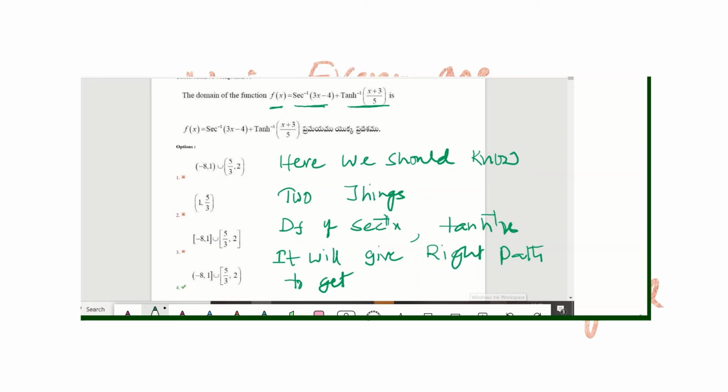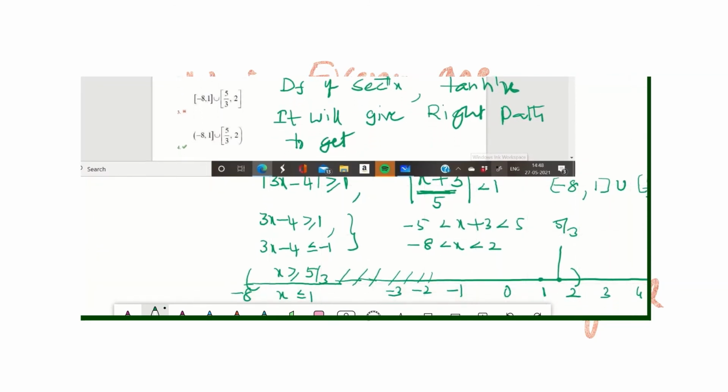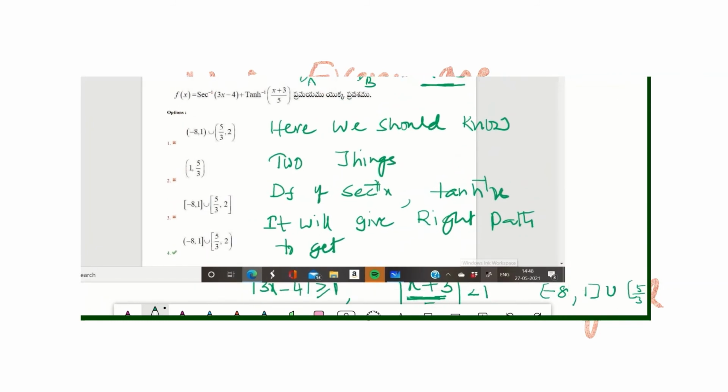This is function 1, this is function 2. The domain of this one is A and the domain of this one is B. All we need to find out is the common values of A and B. That means we need to find A intersection B. So here we should know two things. The first thing is basic: the domain of secant inverse x and the domain of tanh inverse x. It will give the right path to get the required answer here.